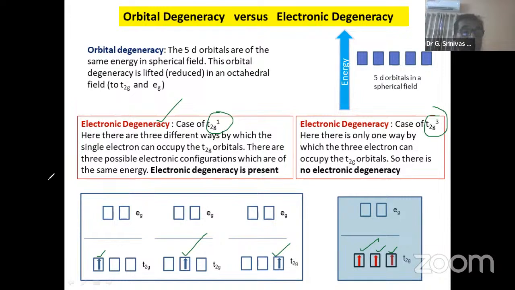So that's why here I have to remove this one. One minute. I'll remove this one, and then we will move to the next slide.